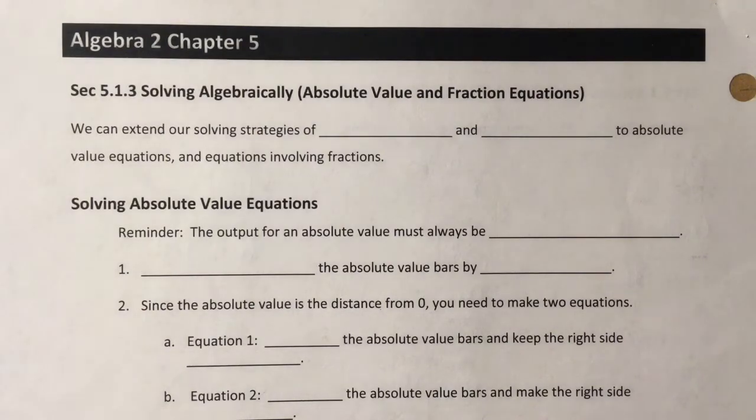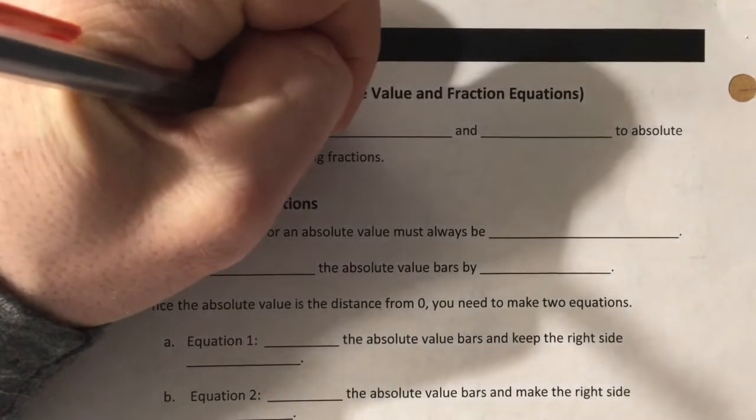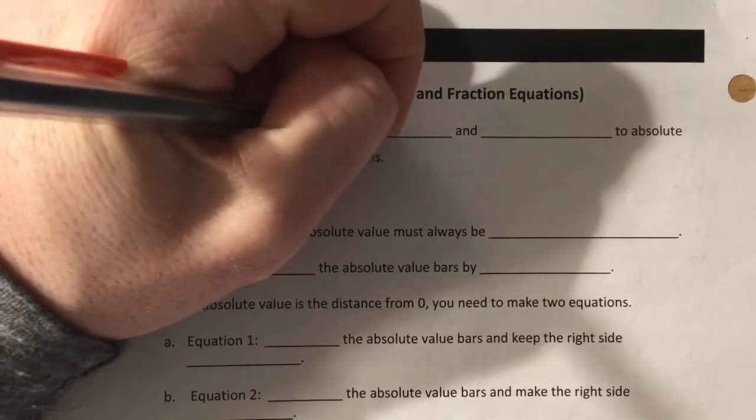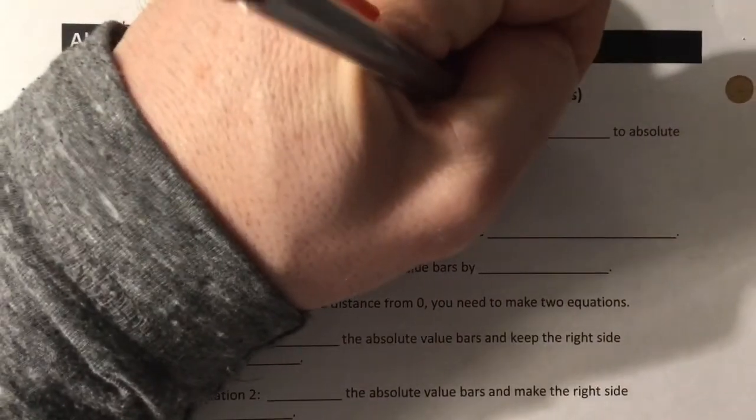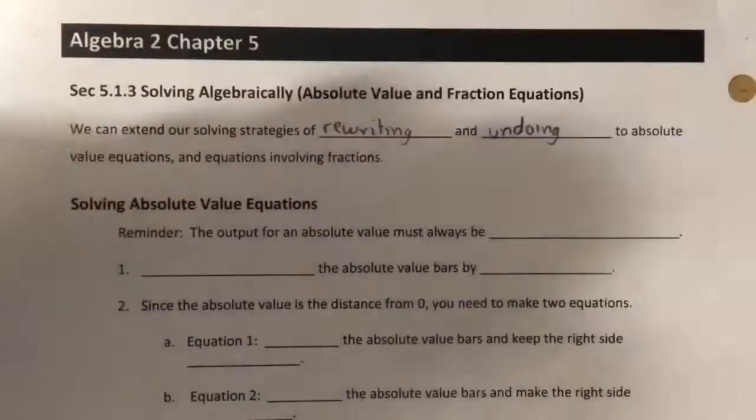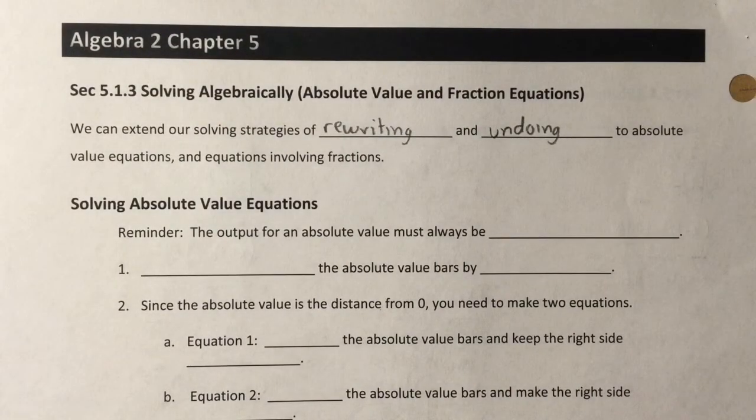All right, welcome everyone. We're doing section 5.13 right now, which is solving algebraically some more, but now we're looking at absolute value equations and fraction equations. So we can extend our solving strategies of rewriting and undoing to absolute value equations and equations involving fractions.